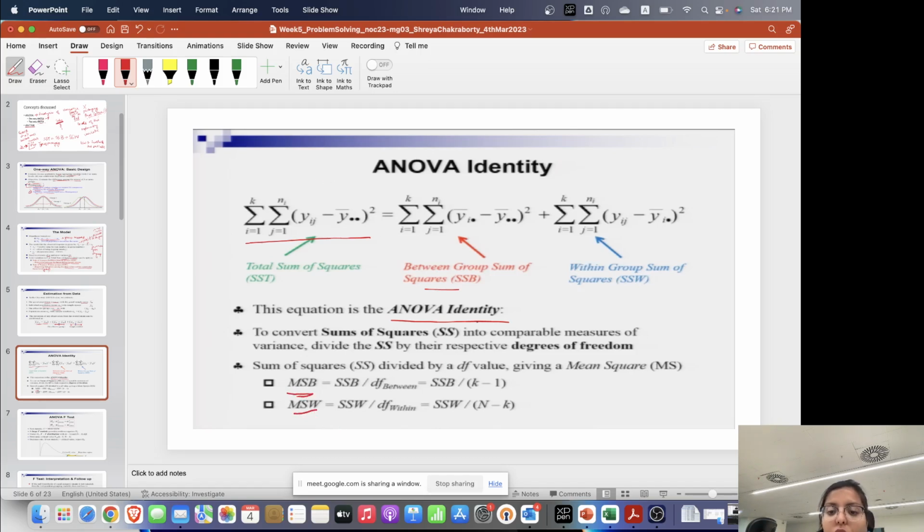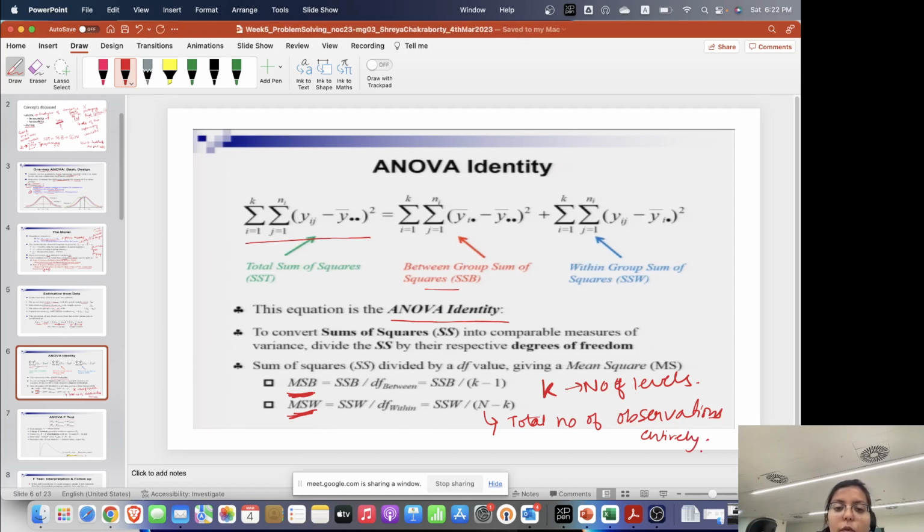So for a one-way ANOVA where k is the number of levels, the MSB, the between sum of squares, will have degrees of freedom k minus 1, and for the within sum of squares it will have a df of capital N minus k, where capital N is the total number of observations entirely, not with respect to any group.